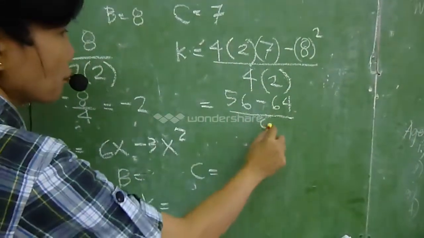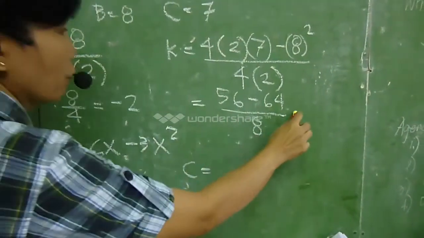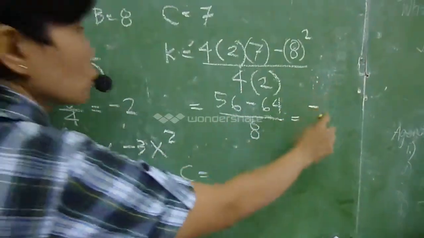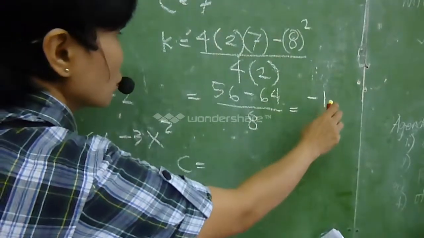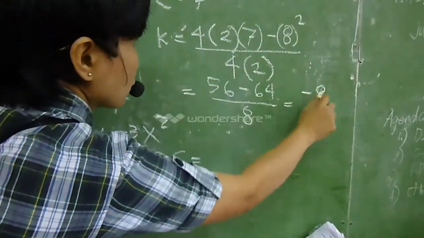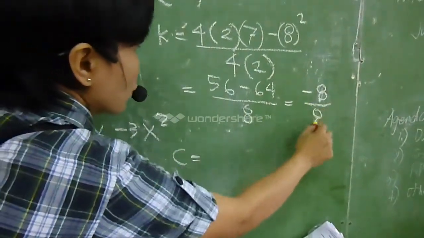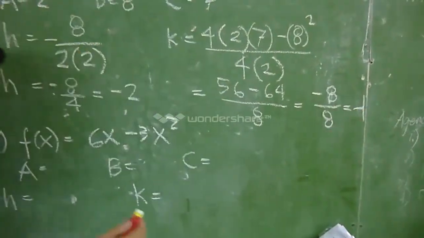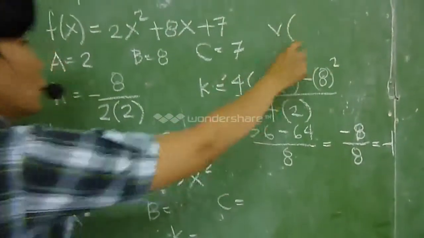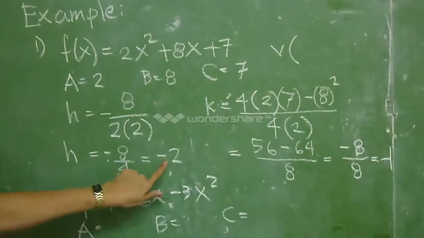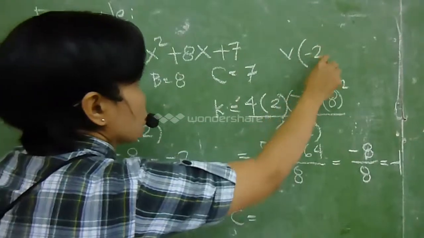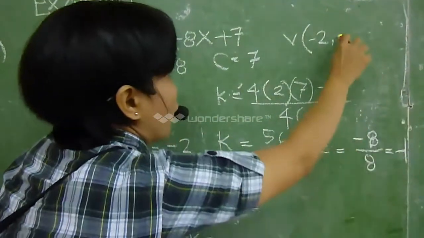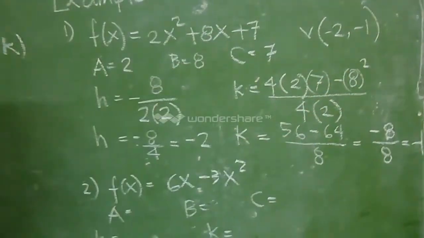All over 8. Simplifying further, we have 56 minus 64 is negative 8, all over 8. Therefore, the final answer is negative 1. So therefore, ang vertex natin would be h, which is negative 2, comma, k, which is negative 1. Okay, so yan yung vertex.